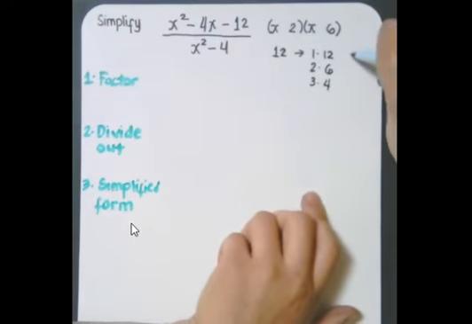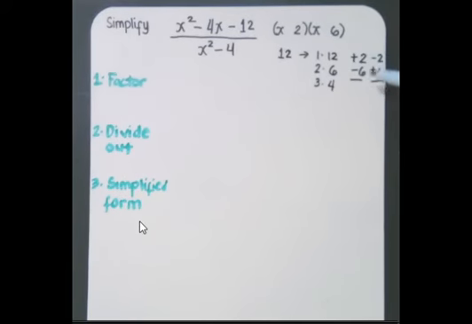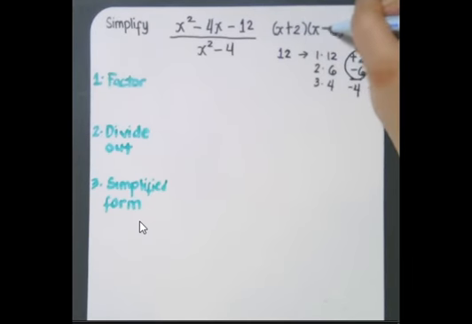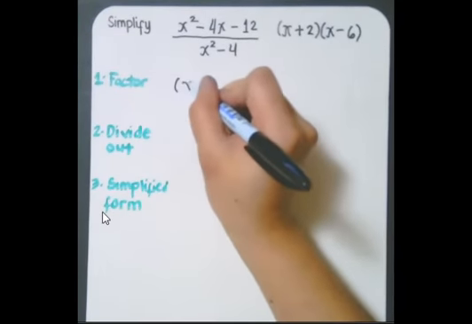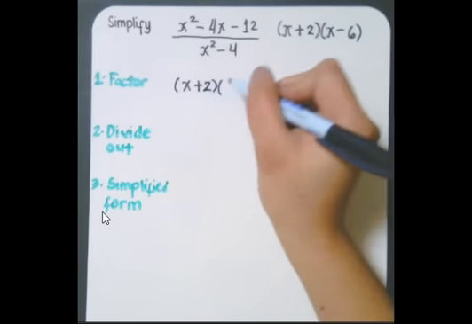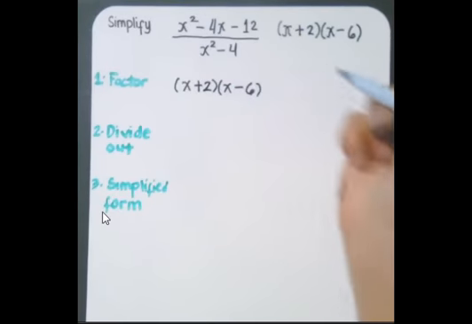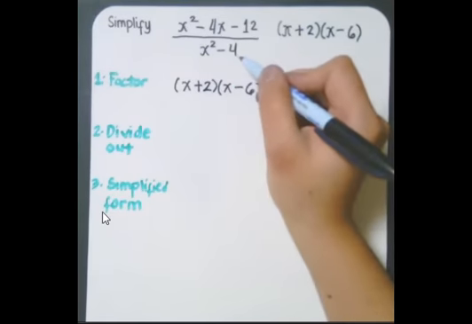We can either choose positive 2 and negative 6, or negative 2 and positive 6. Positive 2 plus negative 6 is negative 4. Negative 2 plus positive 6 is positive 4, which means we will be using these 2 signs. So the factors of our numerator will be x plus 2 times x minus 6. Now we continue factoring out our denominator.